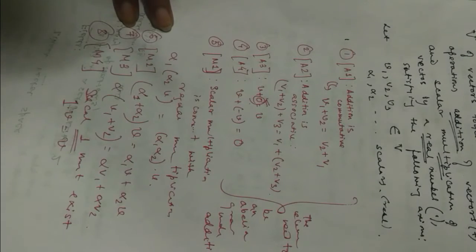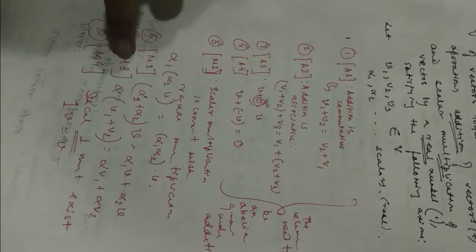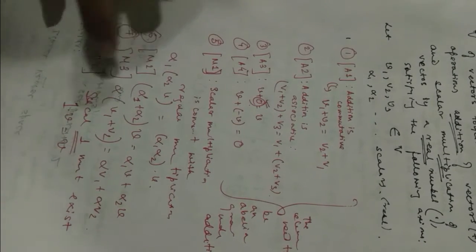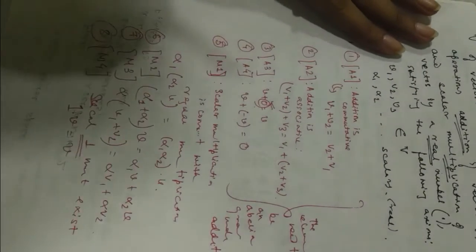You can summarize this: the elements need to form an abelian group under addition. The scalar multiplication has to behave like normal multiplication. Addition of scalars and vectors need to distribute among themselves, and the scalar one must exist, right? So these are the conditions which you need to remember. So now let's have a look.